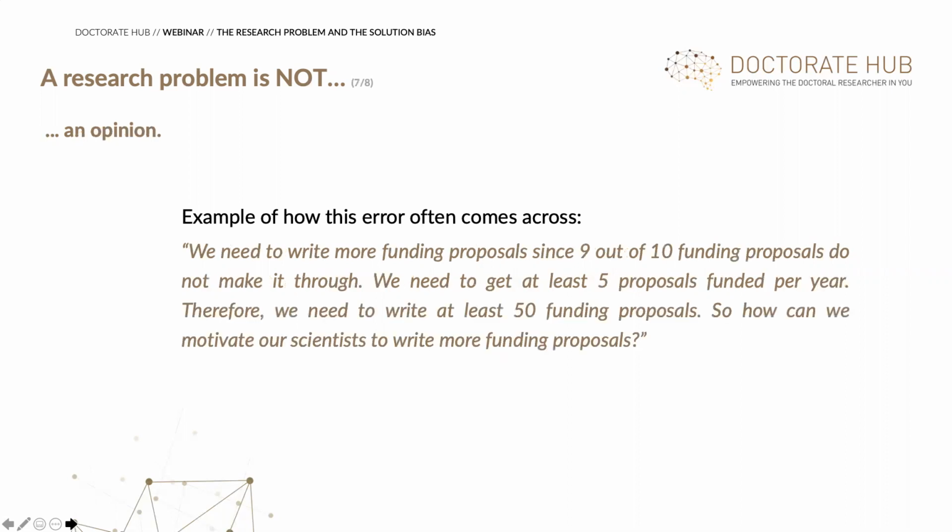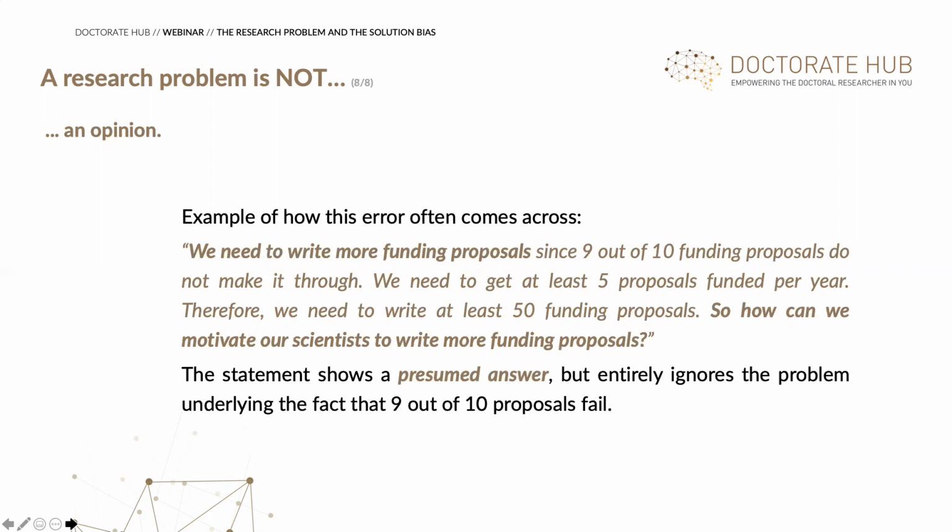And a research problem is also not an opinion. An example of how this error often comes across: we need to write more funding proposals since 9 out of 10 funding proposals do not make it through. We need to get at least 5 proposals funded per year. Therefore, we need to write at least 50 funding proposals. So how can we motivate our scientists to write more funding proposals? This is clearly also not a problem. It's a statement with a presumed answer, but it entirely ignores why 9 out of 10 proposals fail. So again, it's not looking at the research problem.